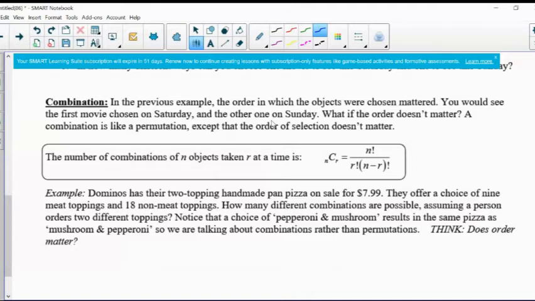You would see a movie chosen on Saturday and the other one on Sunday. What if the order didn't matter? Okay. So this is when we get a combination, and not a permutation. And think about something where order matters. Think about the lock on your locker, right? The first number has to go first, the second number has to go second, and the third number has to go third. Okay. What's interesting is that we call that a combination lock.